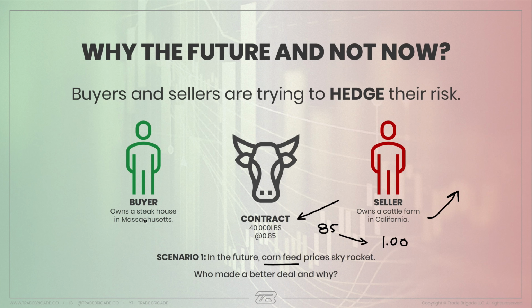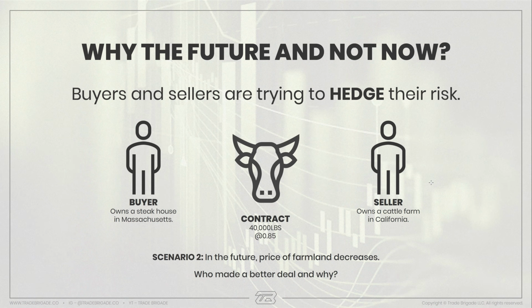And the buyer has just made, on the other hand, the 15 cents that the seller has lost, because they've locked in a much lower price than the given market rate now at $1. So I hope you can see how, through this example, each party is trying to hedge their risk for the future of market volatility.